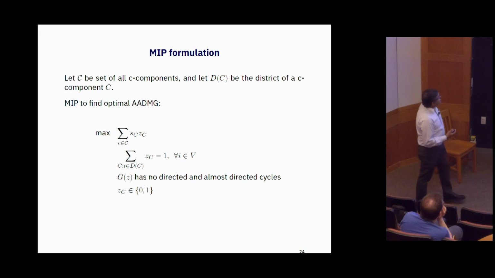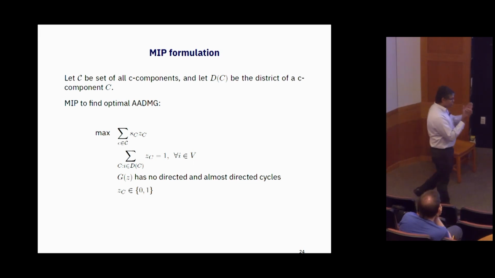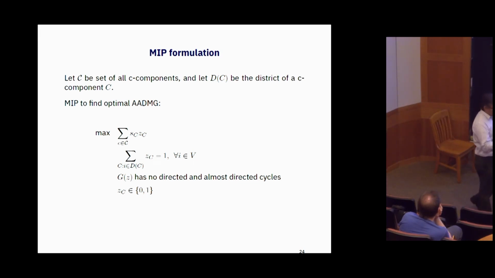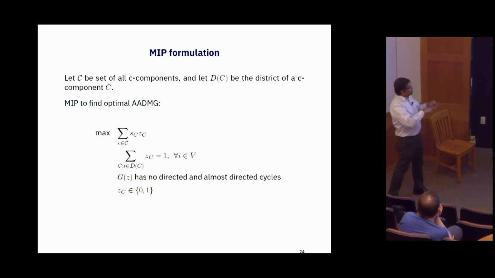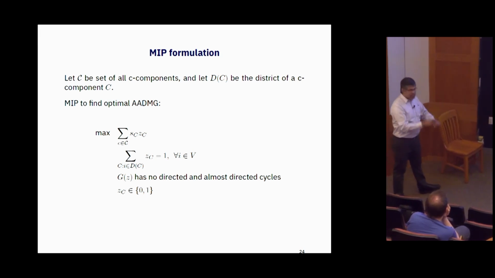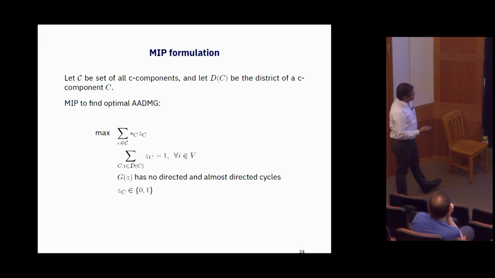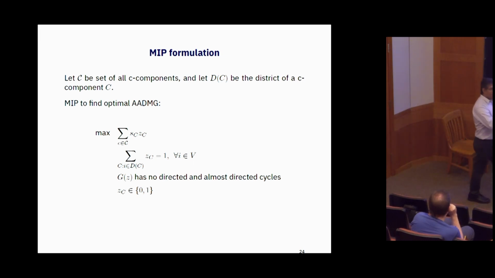So we have a mixed integer programming formulation. You start out with a set of C components, and typically you cannot enumerate all of them. So again, you might enumerate a bunch of C components which are small in some way: the districts are small, the bidirected components have few nodes, and the number of parents is small. You impose that restriction, enumerate all of those, and then you impose some basic constraints. The first constraint says that every node must be part of the district of a C component.